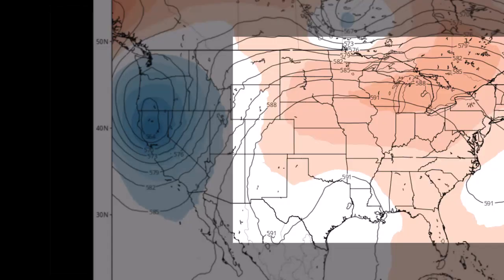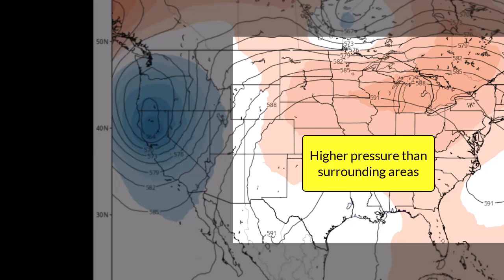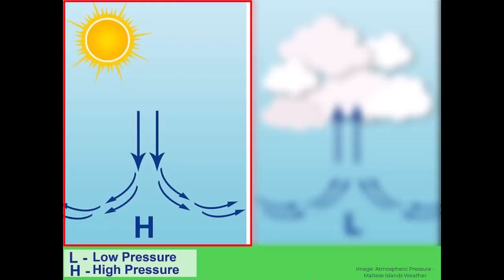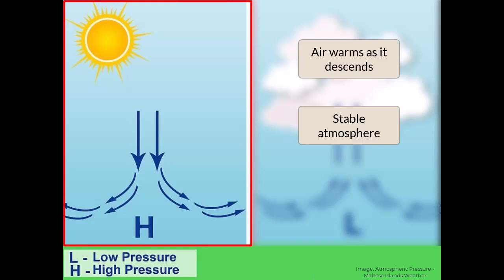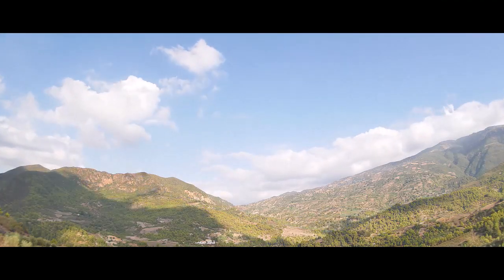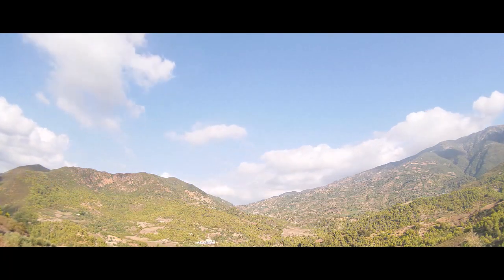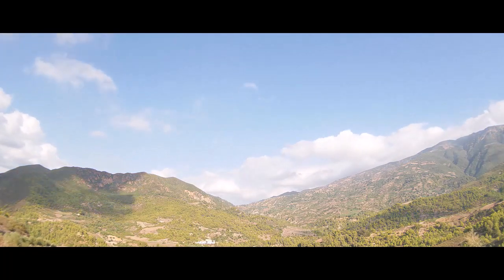In areas that are dominated by a ridge, the atmospheric pressure at the surface rises and is higher than the areas surrounding it. Air descends to the surface in these areas and warms as it compresses. The atmosphere is more stable and the formation of clouds and precipitation is suppressed, so the weather is typically sunnier and warmer. There's also typically less wind due to these calm conditions.